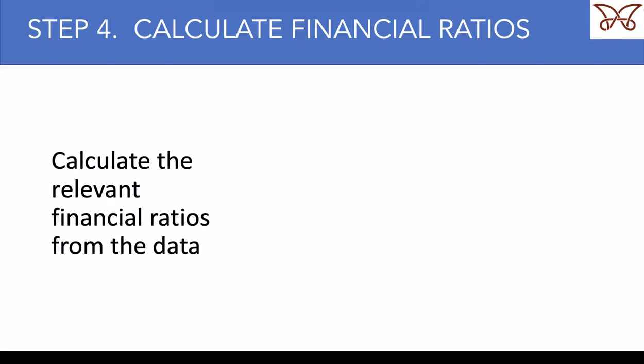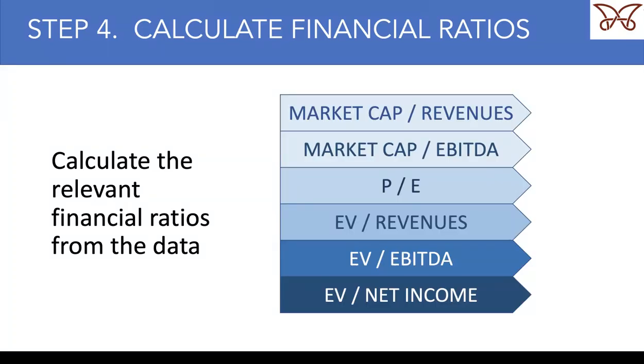With a combination of historical financials and analyst estimates populated in the comps table, it is time to start calculating the various ratios that will be used to value the company in question. The main ratios included in a comparable company analysis are market cap to revenues, market cap to EBITDA, price to earnings, enterprise value to revenues, and enterprise value is commonly also called EV, enterprise value to EBITDA, enterprise value to net income.